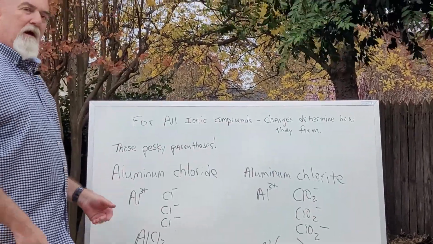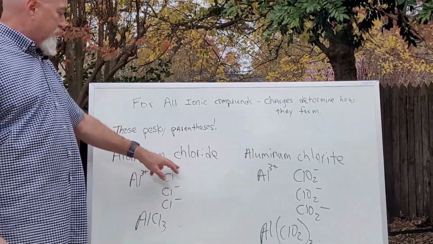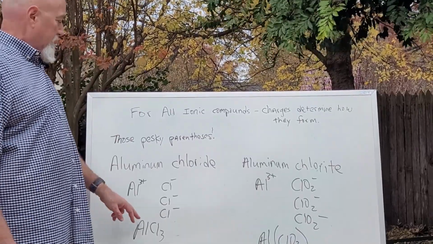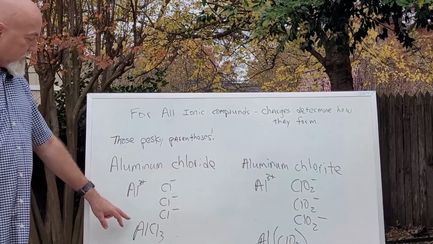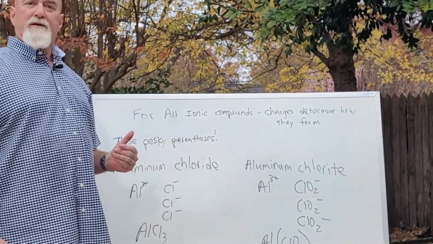You look at aluminum, you find it on your table of ions, it's 3+. You find chlorine, it's a -1. Need more minuses, so you write another one, -2, still need another, write another one. So we've got 3+ and 3-. So our formula is AlCl3. This is really no difference.